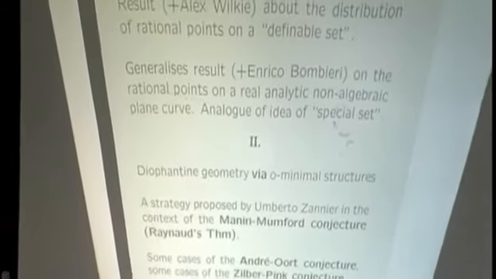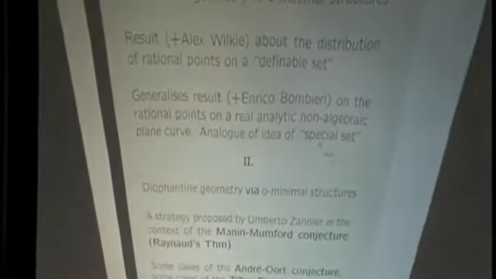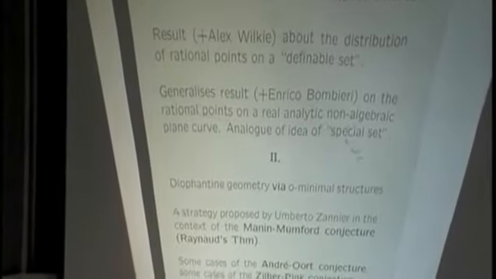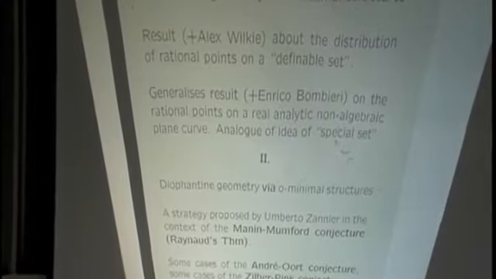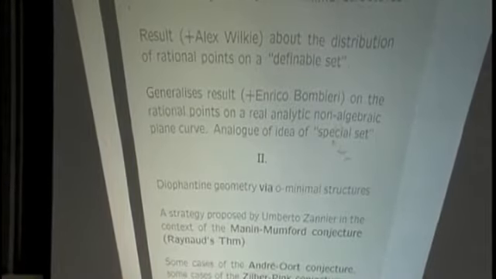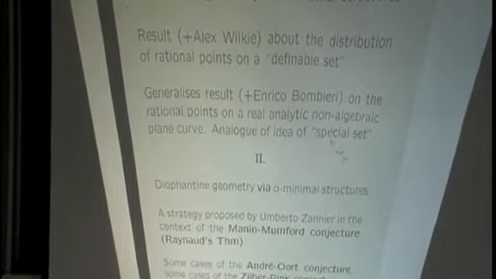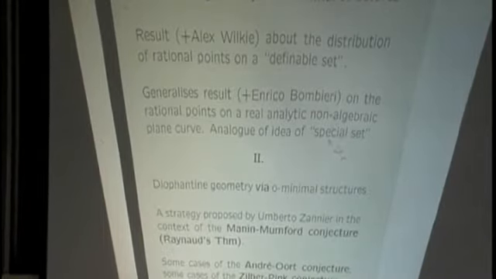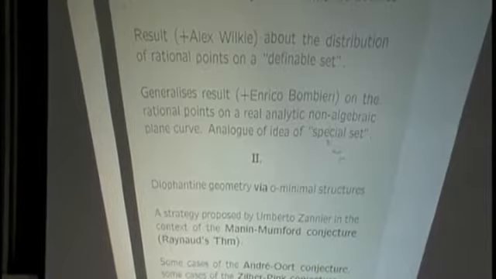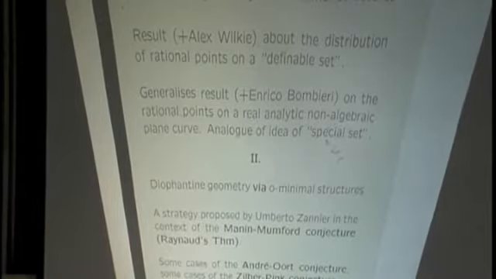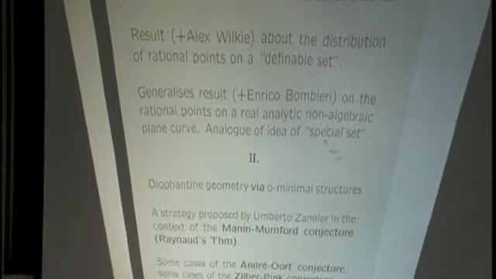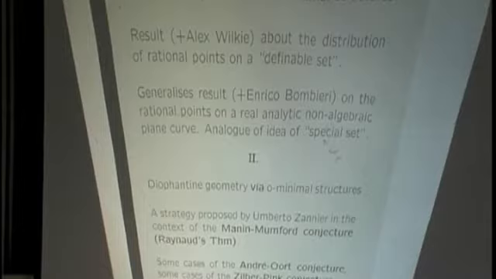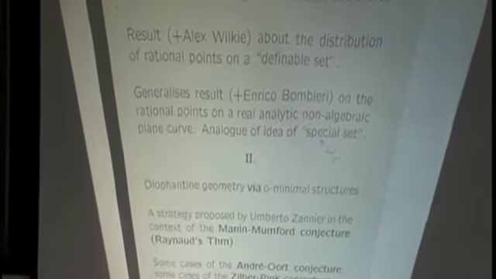I just want to say one or two brief things about the result, the O minimality result I'm going to apply. That's a result joint with Alex Wilkie about rational points on a definable set. So that's about a kind of analog of Diophantine geometry in O minimal structures. And this was somehow a generalization of this work with Bombieri on rational points on plane curves.